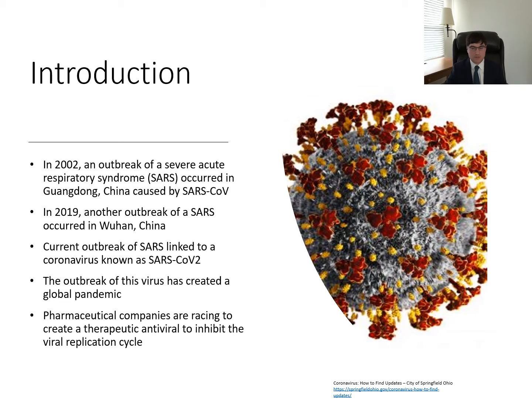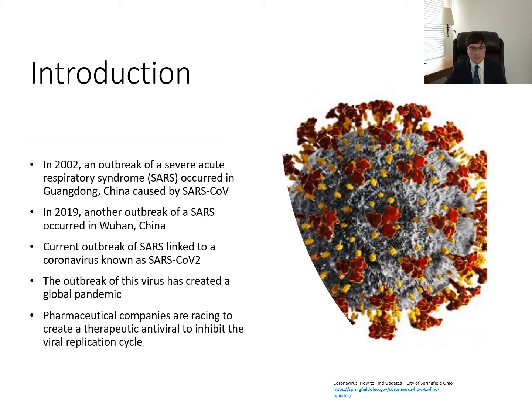Today, I'm going to be sharing with you my summer research on the coronavirus. First, let me begin with some background information on the virus. The virus was first discovered in 2002, and it was linked to an outbreak of a severe acute respiratory syndrome known as SARS. In 2019, another outbreak of SARS occurred in Wuhan, China, and this virus went on to spread and cause a pandemic.